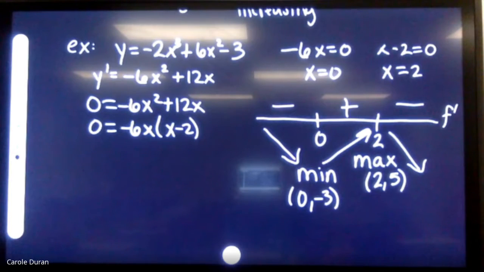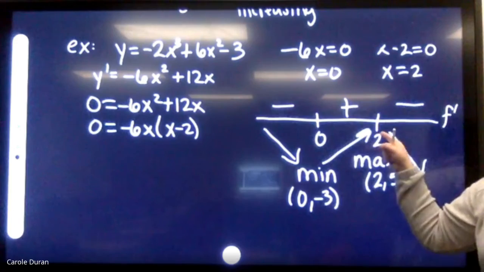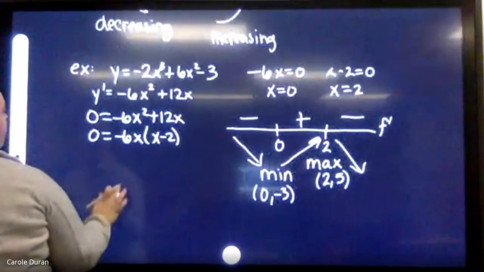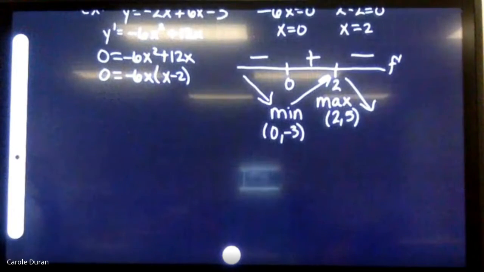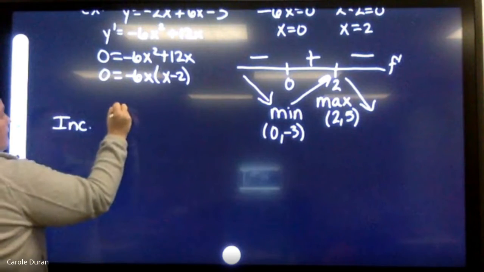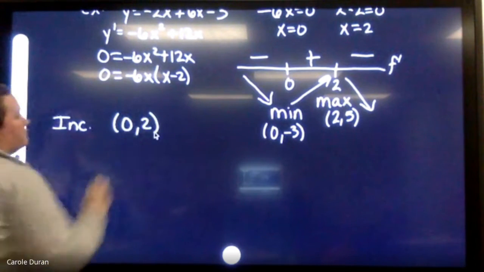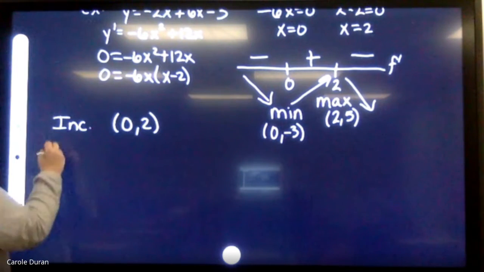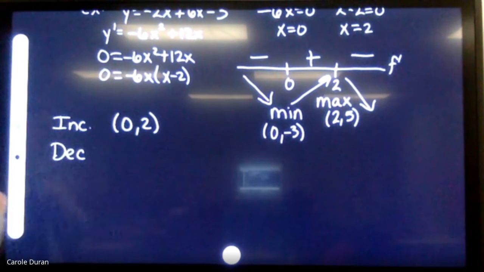From the first derivative test, we can also identify intervals where I'm increasing and where I'm decreasing, right? It's literally just the plus or the minus. So where am I increasing on this number line? Between what two numbers? 0 and 2. So I would write increasing on the interval 0 to 2. Then where am I decreasing? Negative infinity to 0 and 2 to infinity.